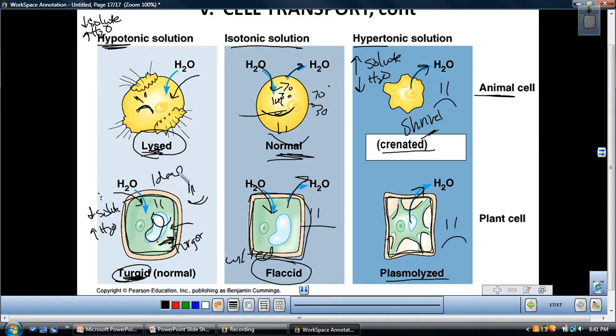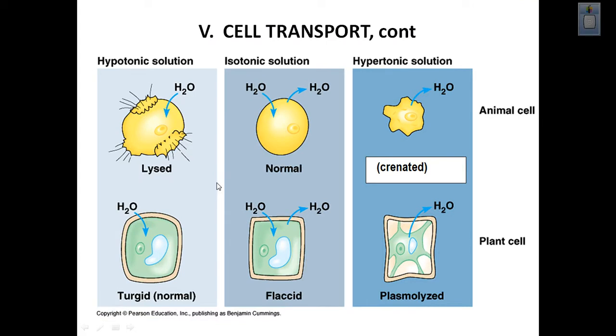Okay? So what's ideal for a plant? Ideal is a hypotonic environment right over here. What's ideal for you and me and animals is an isotonic situation. So what's good for a plant is not necessarily good for us. Okay? Alright, that concludes passive transport.